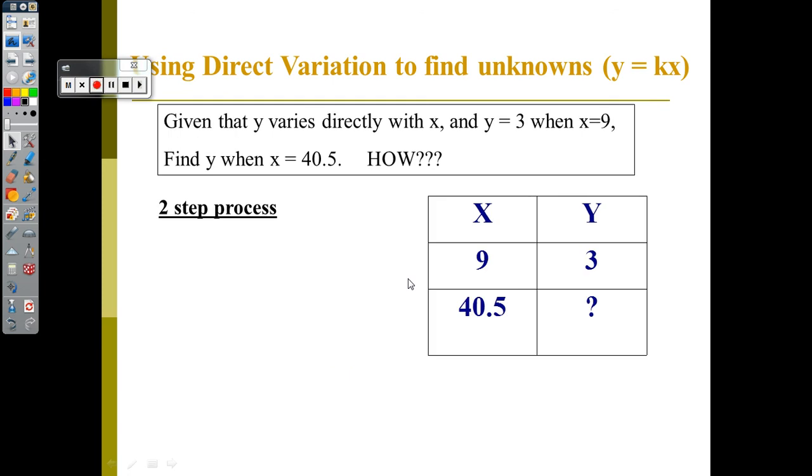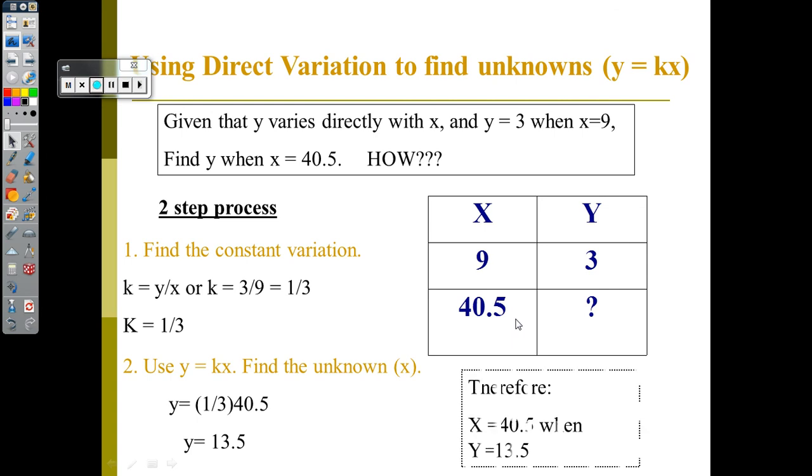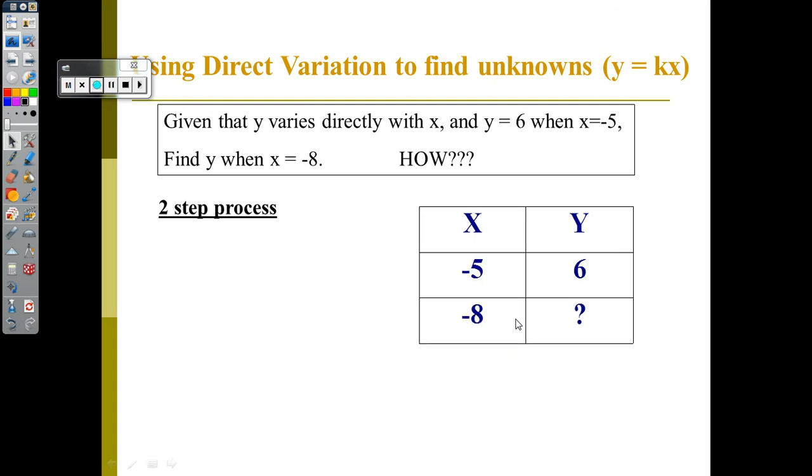Try this one. We would say y equals kx, so k equals 1/3, 3 divided by 9. So our equation is y equals 1/3 x. But we don't know what y is, but we do know what x is. So y equals 1/3 times 40.5. 13.5. Try this one.